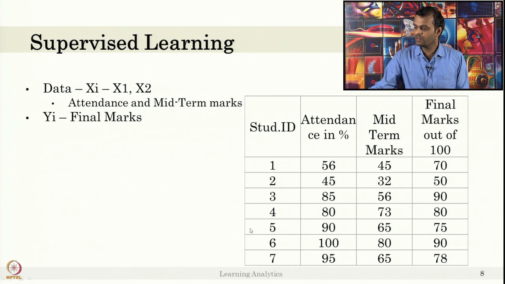Or you can have multiple input values, say x1 and x2, for example, attendance and also the midterm marks. So I have two data and input features. I want to predict the student's final marks. So that is yi. The y is the final mark, it's a real number, and x1 and x2 are here. So in this case, we have both x1, x2 and also the final mark. So a supervised learning technique should be used for the prediction.